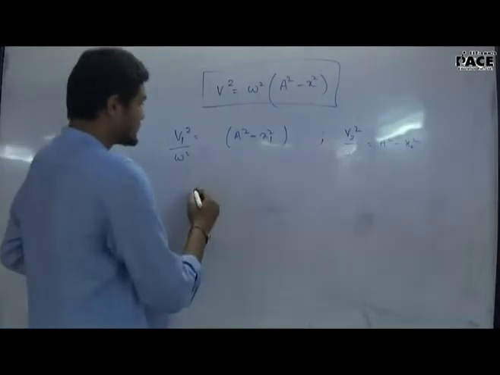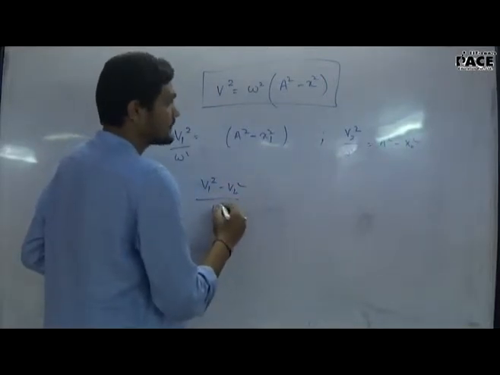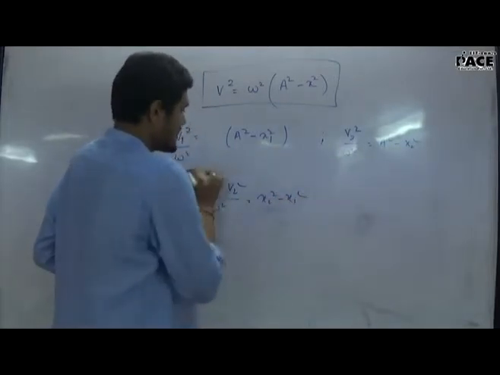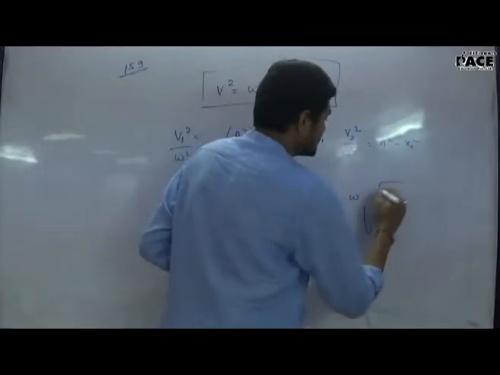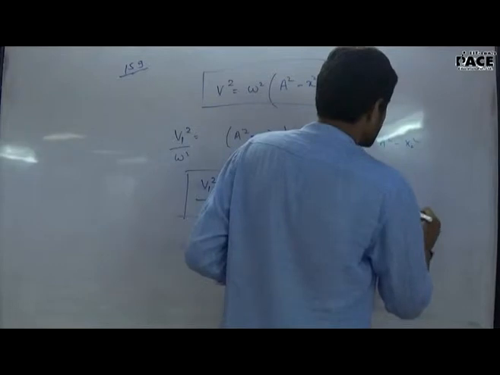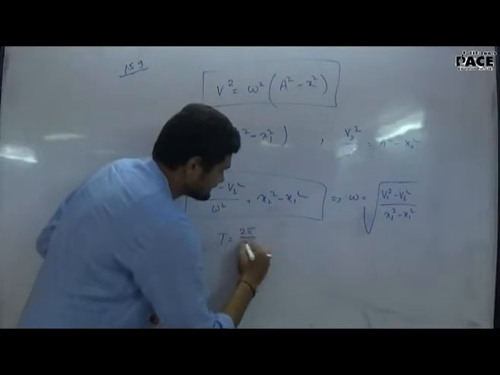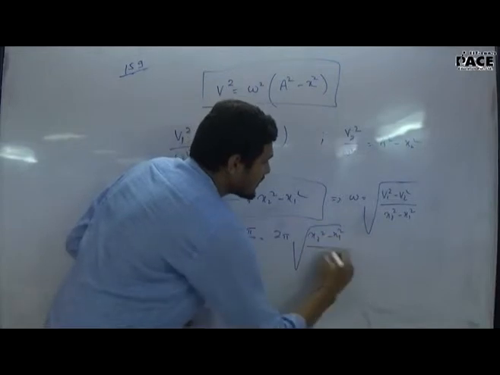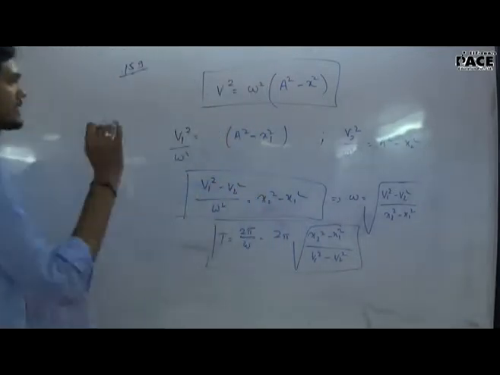If we subtract these two equations, we get v1 square minus v2 square upon omega square is equal to x2 square minus x1 square. From this equation, we can write omega as root over v1 square minus v2 square upon x2 square minus x1 square. This is omega. The time period should be equal to 2 pi by omega, and that is equal to 2 pi root over x2 square minus x1 square upon v1 square minus v2 square. So this is the time period of the simple harmonic motion.